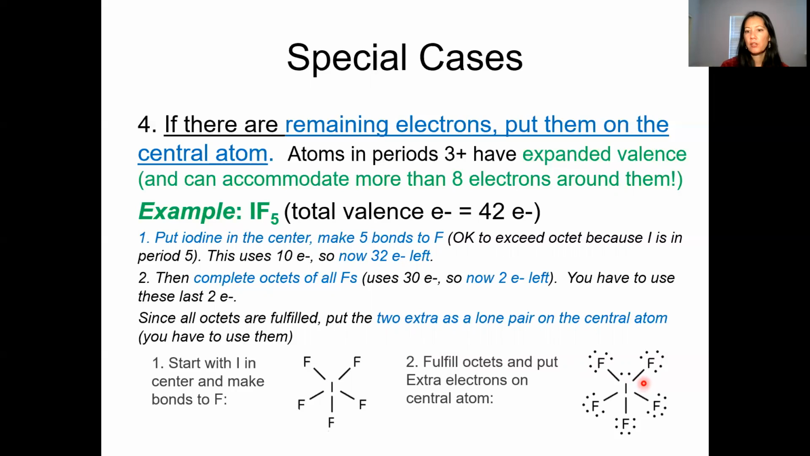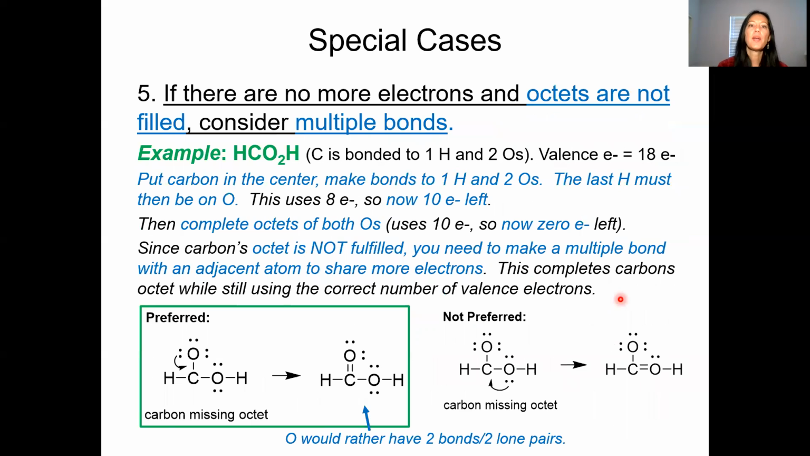Unpaired electrons means you have a radical. So you could put the 2 electrons here. I just happened to put it on top. You could have put it off here or off to the left. That doesn't matter.